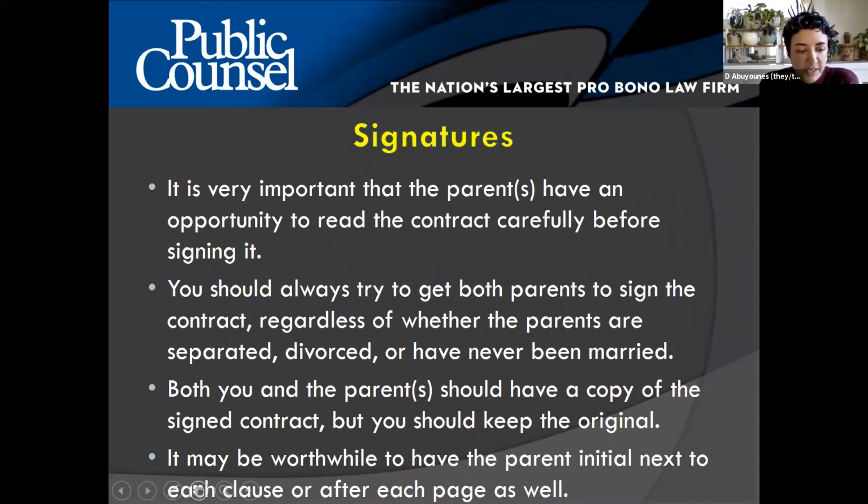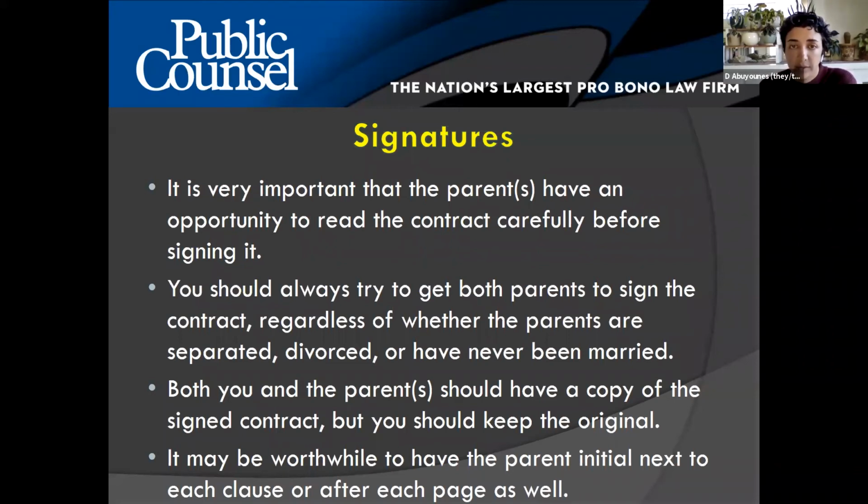And last but not least, for the provisions, you want to include signatures. It's very important that the parents have an opportunity to read the contract carefully before signing it. You should always try to get both parents to sign the contract, regardless of whether the parents are separated, divorced, or have never been married. Both you and the parent should have a copy of the signed contract, but you should keep the original. It may be worthwhile to have the parent initial next to each clause or after each page as well.